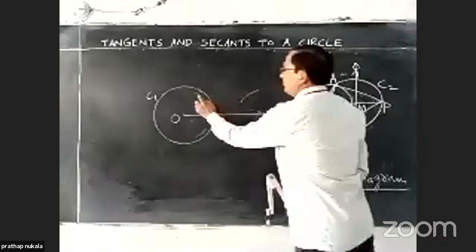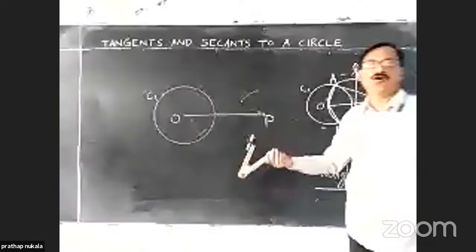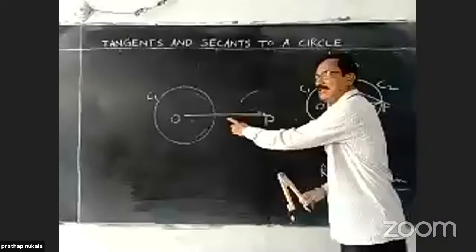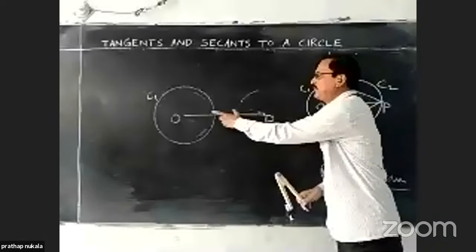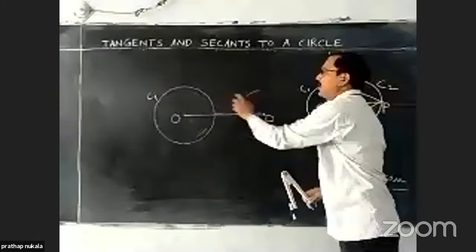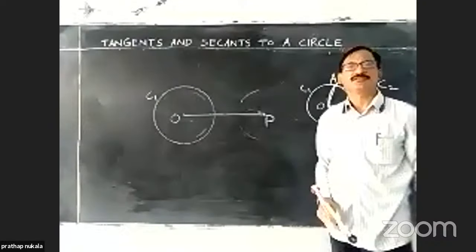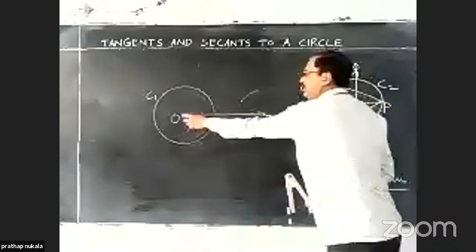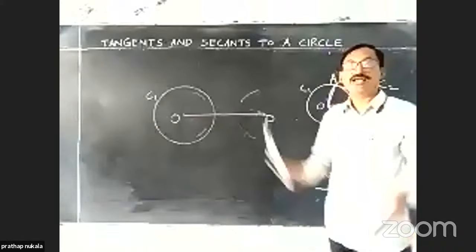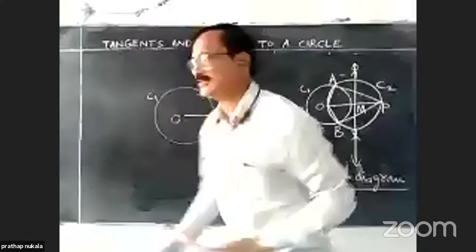Then, are these two intersecting? No. If we take less than half of the distance of OP, then the two arcs cannot be intersecting. That's why we have to take more than half of the distance. Then those will intersect.